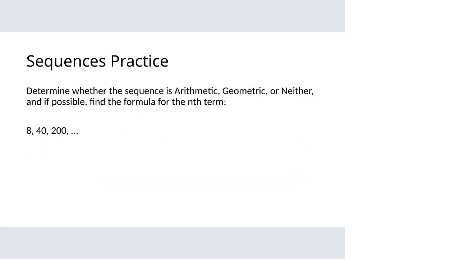Let's try another one. Determine whether that's arithmetic, geometric, or neither, and then find the formula for the nth term. And we'll do the same thing we did last time. We'll take a minute or so to figure out if it's arithmetic, geometric, or neither. We'll get that established, and then we'll write the formula for the nth term.